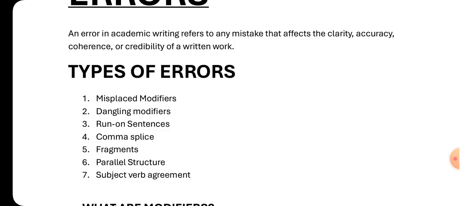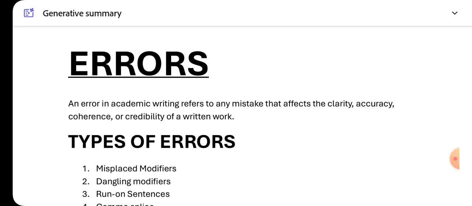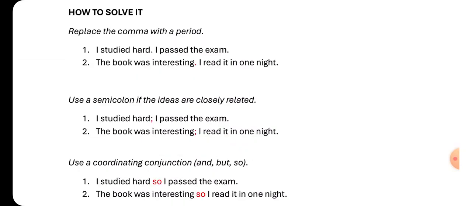Now let's get started. So when we say errors, an error in academic writing refers to any mistake that affects the clarity, accuracy, coherency, and credibility of a written work. So in the exams, they are going to give you sample questions, and let me show you the sample questions.